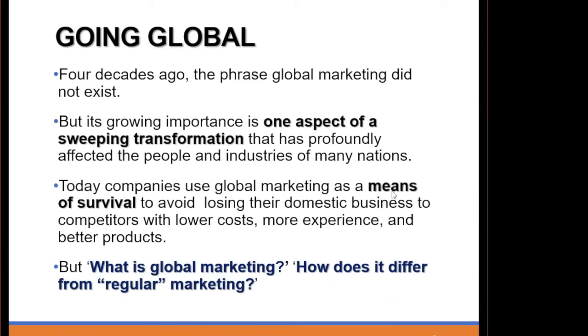So its growing importance is one aspect of a sweeping transformation that has profoundly affected not just businesses, but also industries and nations, because bear in mind, this convergence is happening on a global level. And across the globe, we have various individuals from various countries that are governed by various rules and regulations and different leaders, all of which together influence the practice of global business and by extension, global marketing, right?